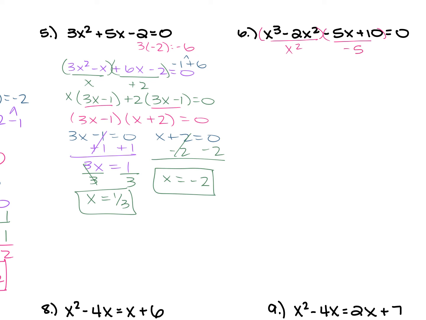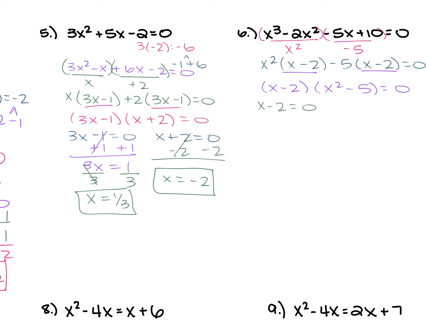So that's going to give you x squared times x minus 2 minus 5 times x minus 2 is equal to 0. Your 2 parentheses are the same. So that's going to give you x minus 2 times x squared minus 5 is equal to 0. Set both parts equal to 0 and solve them. You're going to have x minus 2 is equal to 0, and x squared minus 5 is equal to 0.